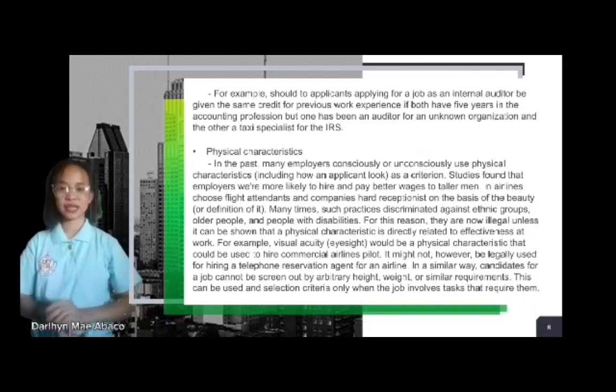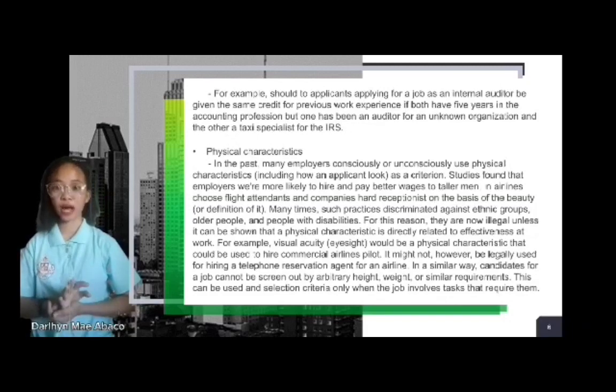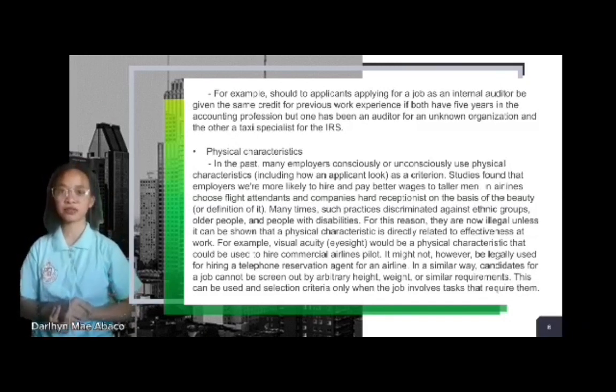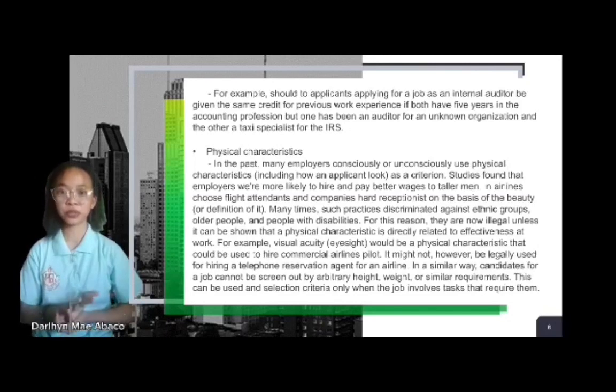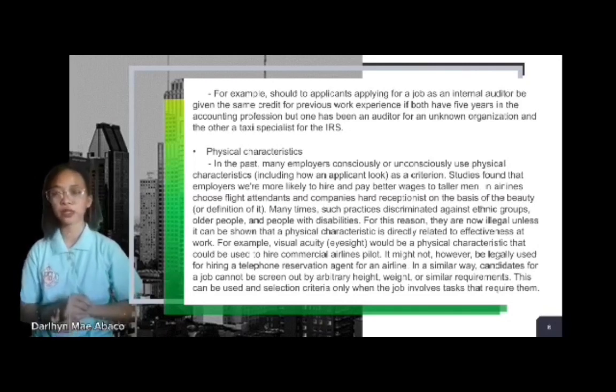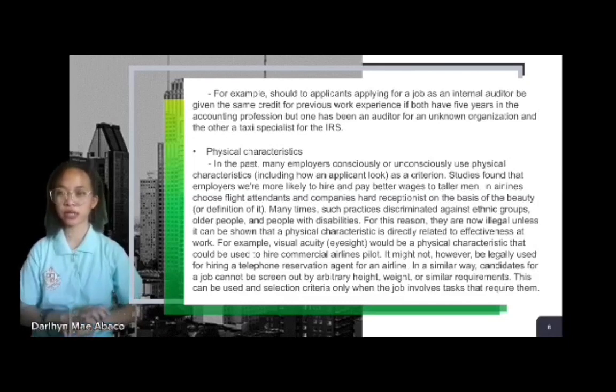Physical characteristics. In the past, many employers consciously or unconsciously used physical characteristics as a criterion. Studies found that employers were more likely to hire and pay better wages to tall men, and airlines chose flight attendants and companies hired receptionists on the basis of beauty or their definition of it. Many times, such practices discriminated against ethnic groups, older people, and people with disabilities.